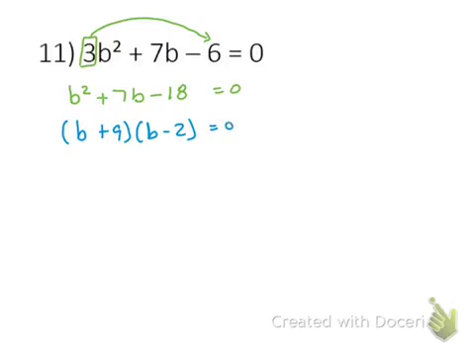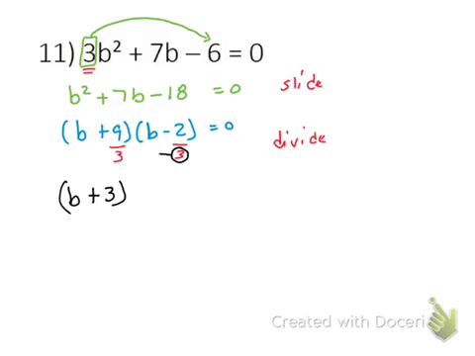So now what I need to do is divide by my leading coefficient, because remember, this is slide, divide, and then the last part is called bottoms up. So we're going to try to divide by the 3. Keep in mind that if it divides evenly, go ahead and divide it. So this becomes b plus 3. If it doesn't divide evenly, you bring it out in front, or bottoms up in this case. So this becomes 3b minus 2.